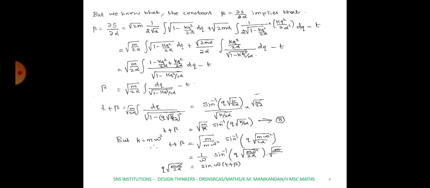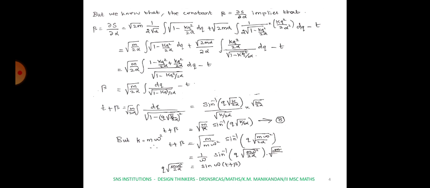And in the terms, you take root of m by 2 alpha outside, we will get in the first term integral root of 1 minus kq square by 2 alpha plus root of 2m alpha into, so making adjustment, from the term kq square by 2 alpha square, you bring 1 alpha to the denominator, root of 2m alpha divided by 2 alpha. We will get in the integration part kq square by 2 alpha divided by root of 1 minus kq square by 2 alpha dq minus dt.